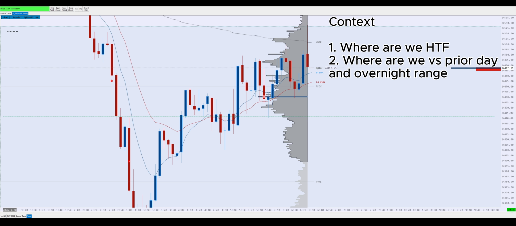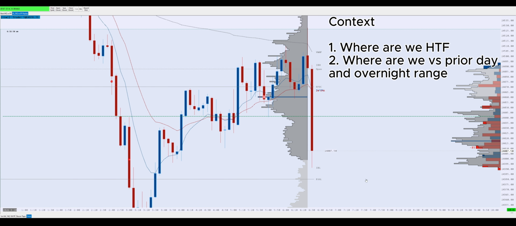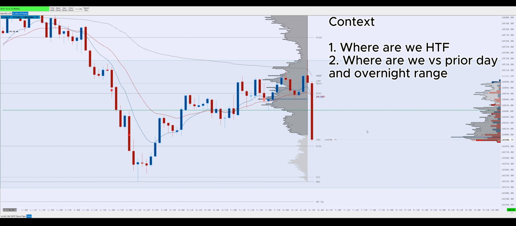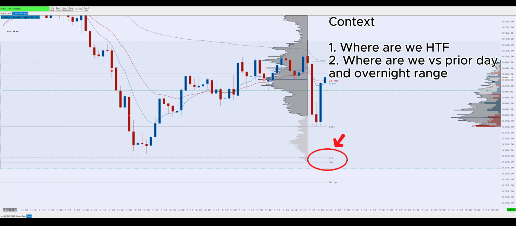Before we even look at the IB itself, we need the right context. So where are we relative to the big picture? I'm checking any high time frame levels that I have: weekly opens, prior week lows, prior week highs. Where are we within the high time frame volume profile? And then we zoom in a little bit to where we are versus the prior day range and the overnight range. In this example here, you can see that we're approaching that overnight low and prior day low area.